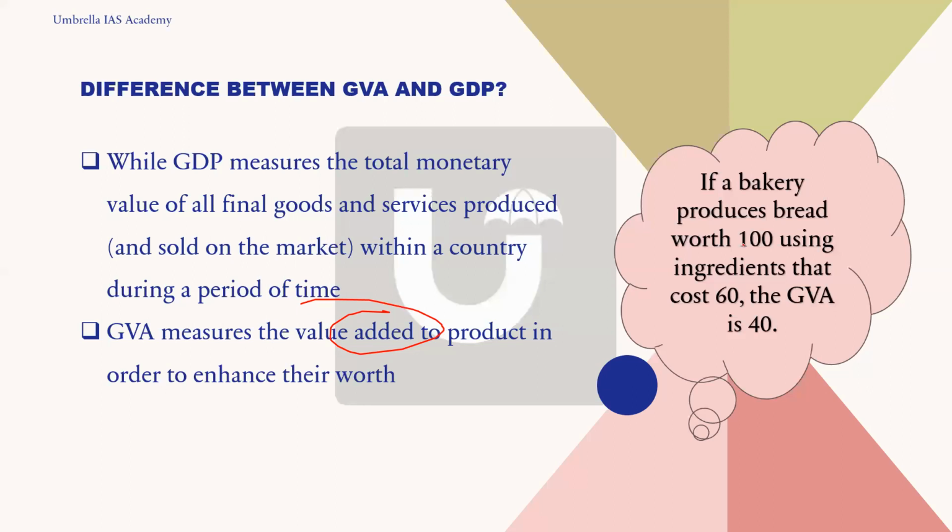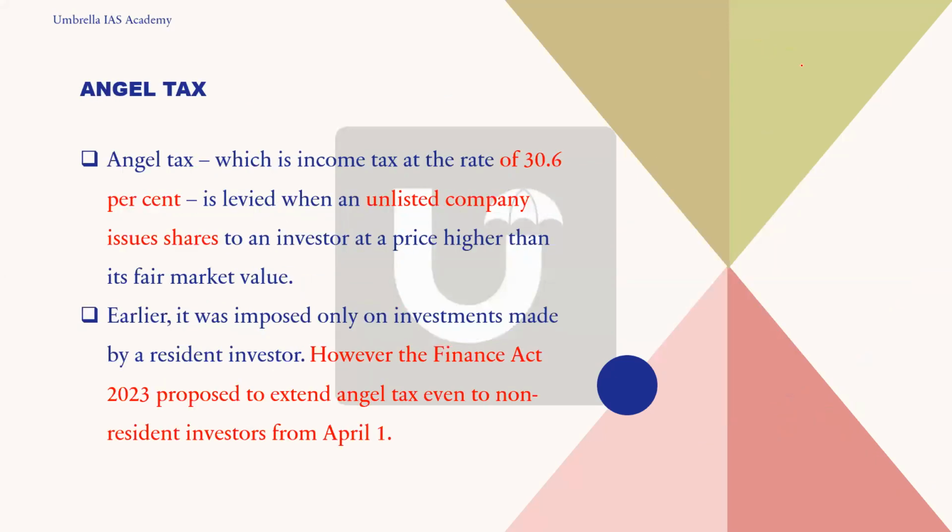For example, I have given here, if bread costs 100 and the ingredients cost 60, the value added will be 40, and this is what they are trying to calculate in the GVA. So just remember, the word value is what you have to use in the interview when they ask you the GVA and GDP difference.